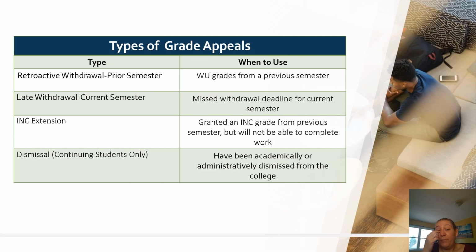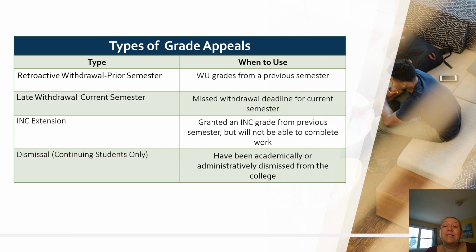And then grade appeals. So this is with the registrar's office. If you go on the QCC website under the registrar's page, this is where you'll find this information. What you will do here is a retroactive withdrawal from a prior semester, so a WU grade from a prior semester, or a late withdrawal from the current semester, meaning that you missed the withdrawal deadline. The withdrawal deadline now is the last day of classes, so they are no longer accepting these because the withdrawal deadline is the last day of classes.